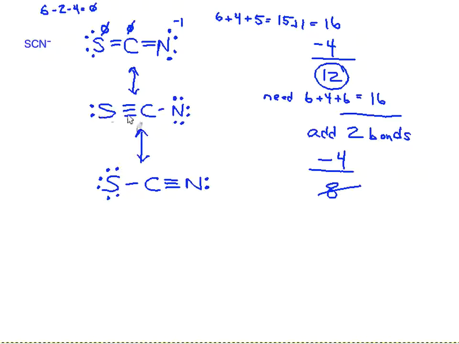If I'm quickly going to assign formal charges to the rest of these, this sulfur here would be +1, this carbon would be 0, this nitrogen therefore would have to be -2. This sulfur is what? 5. This would be -1, -1, 0, and therefore this nitrogen has got to be 0.